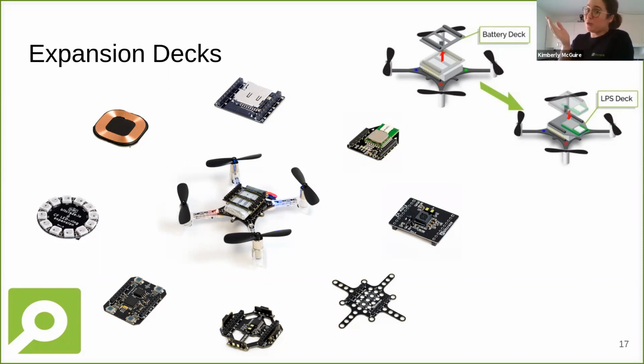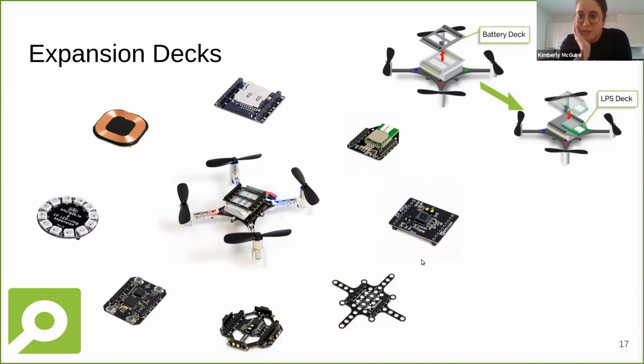But if you want to have ultra-fast logging, then one of these might be handy. This is an expansion deck that you can use if you want to, for instance, make a charge contactless. So that pretty much flies forever. And these are LED rings that are being used for shows. And then of course, you have the Flowdeck, which I'm going to go into detail a bit more.